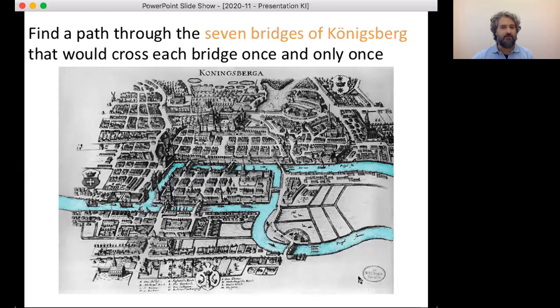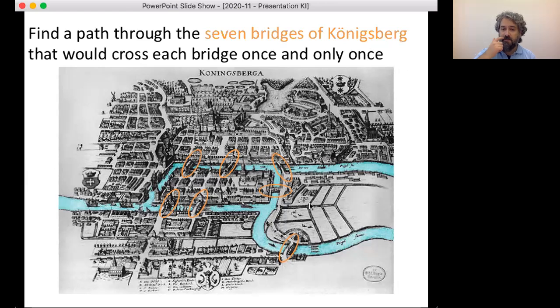with a riddle. This riddle was very popular a few centuries ago in the city of Königsberg in Central Europe, and the riddle goes as follows. You see here a map of Königsberg, and you see that there is a river and various islands and several bridges. These ones highlighted in orange are bridges between these islands.